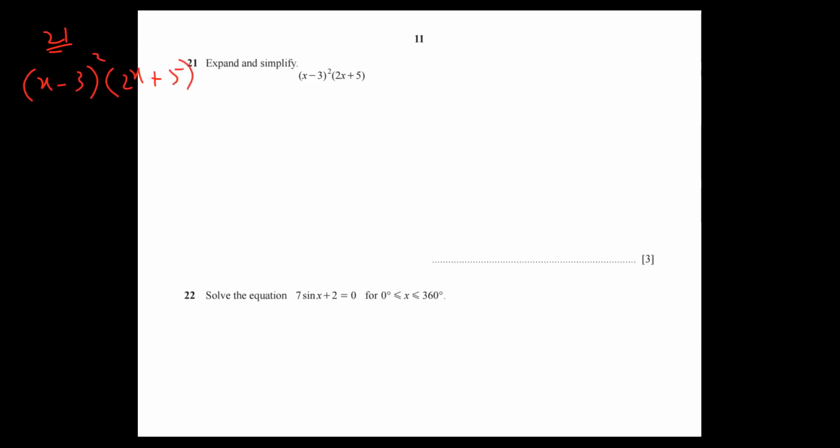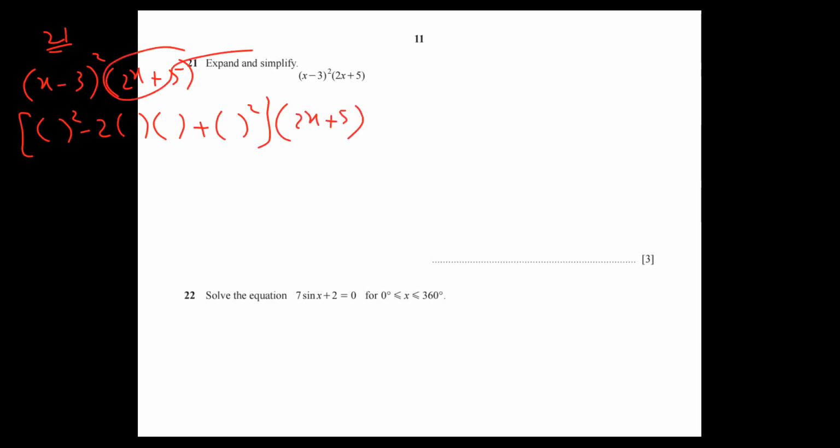I know some students can do one thing: write it 2 times and multiply. But I like the other way. First term squared, minus 2 times first term times second term, plus second term squared. And the second term, just copy. I mean to say, copy this whole thing. But if you don't like this technique, then write this x minus 3 2 times.